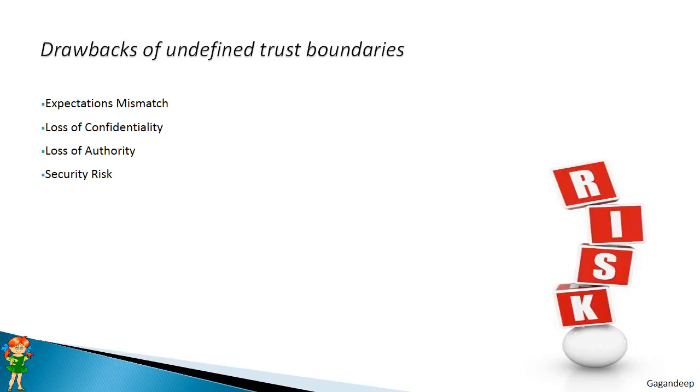So what if the boundaries of trust are not defined? If the boundaries of trust are not established between the client and vendor, there will be expectation mismatch throughout the contract, as they might not have shared the exact information due to lack of trust. If there is no trust, there will be no security, and there will be loss of confidentiality and authority as well. So the risk factor in this kind of collaboration will be very high.